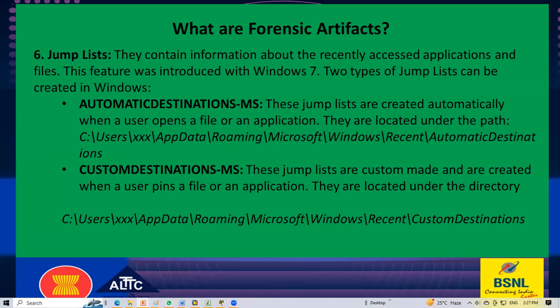They are located under the path given on screen. See user and application data, and finally go to the automatic destinations. Same with the custom destinations: these custom-made jump lists are created when a user pins a file or an application. They are located in the same way, under the user category, in the recent custom destinations.